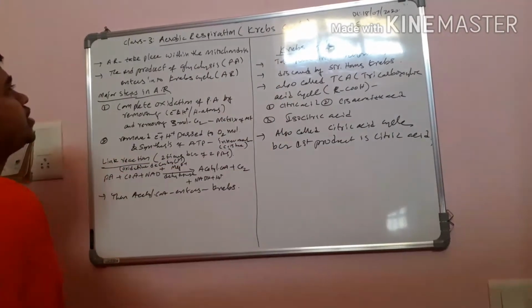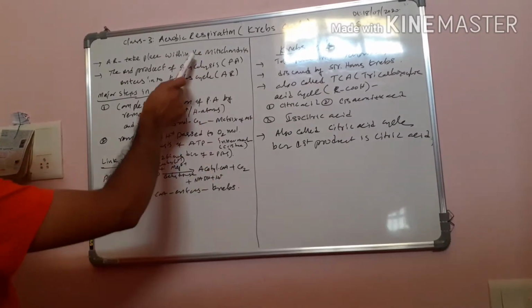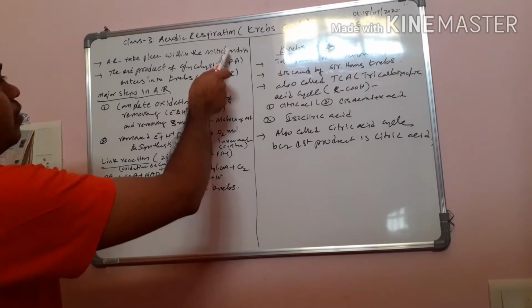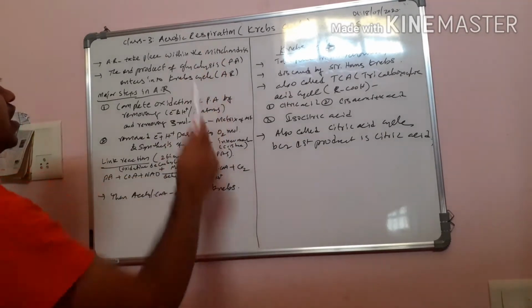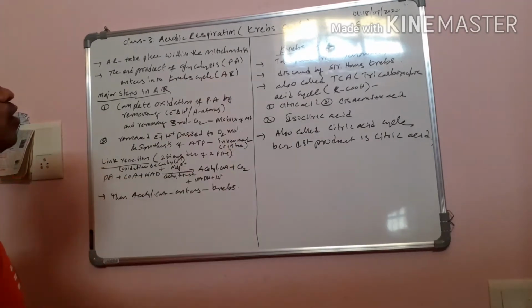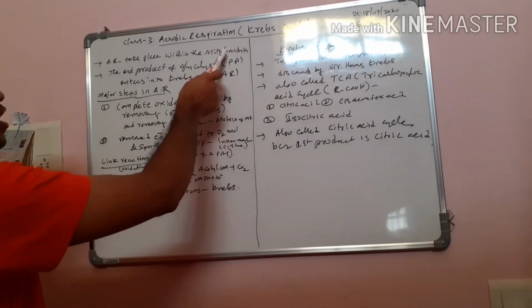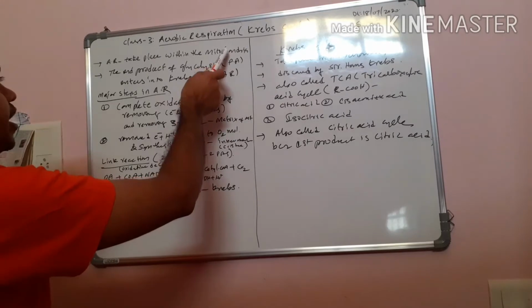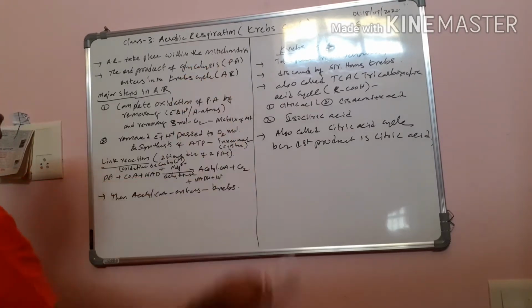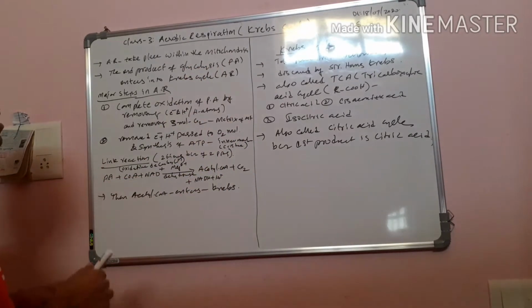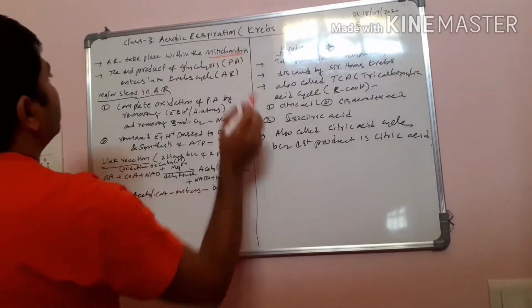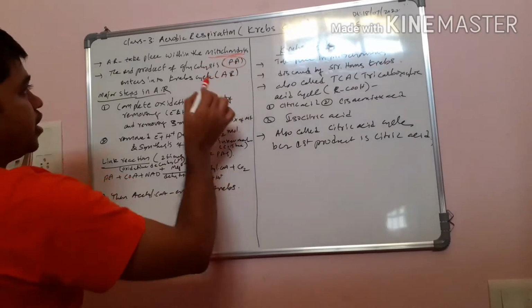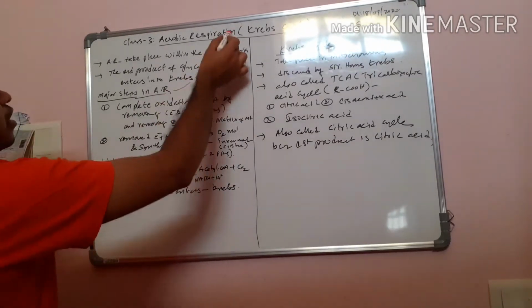Okay, the Krebs cycle, or aerobic respiration, takes place where? Mitochondria. We know very well mitochondria is one of the cell organelles. It is commonly called the powerhouse of the cell because during respiration energy is released in the form of ATP, adenosine triphosphate. That is why mitochondria is commonly called the powerhouse of the cell. The end product of glycolysis is pyruvic acid. Then pyruvic acid enters into the Krebs cycle.